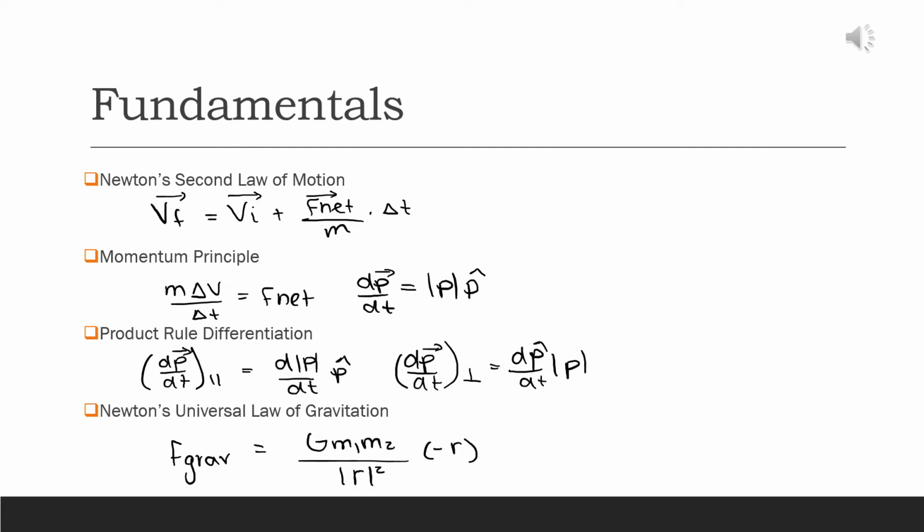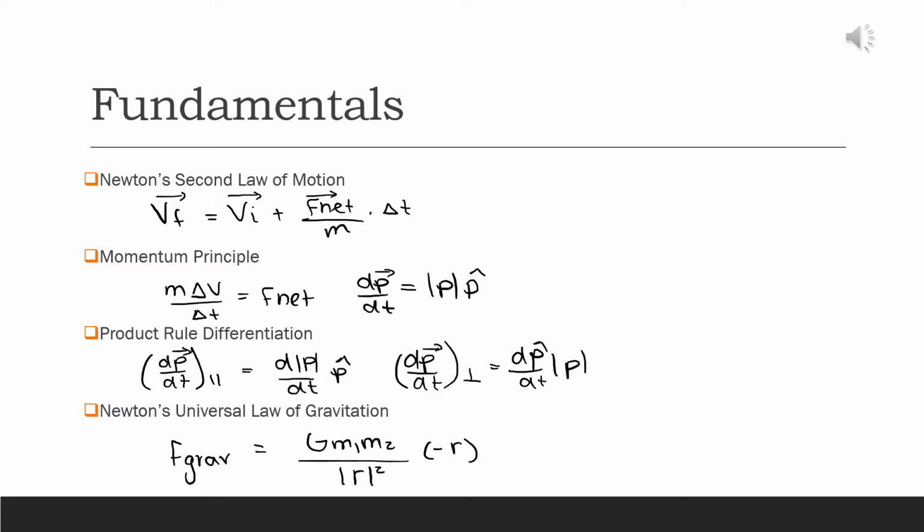We also know that a vector can be expressed as the multiplication of its magnitude times its direction. If the product rule for differentiation is applied, we get the parallel and the perpendicular components of our net force. The parallel component equals the change in the magnitude over time times the direction, and the perpendicular component equals the change in the direction over time times the magnitude.